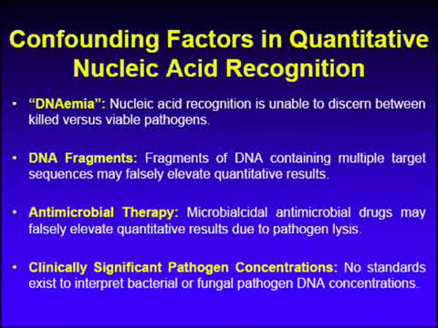There are fragments of DNA containing multiple target sequences that may falsely elevate the quantitative results. Antimicrobial therapy can also have confounding factors because microbicidal antimicrobial drugs may falsely elevate the DNA, because you're lysing the organisms and allowing the DNA to leak out. Lastly, and potentially the most confounding, is where do we treat? We have no idea. There are no standards to interpret bacterial and fungal DNA loads. Is a certain amount of DNA per mil more important than the others, and so forth?